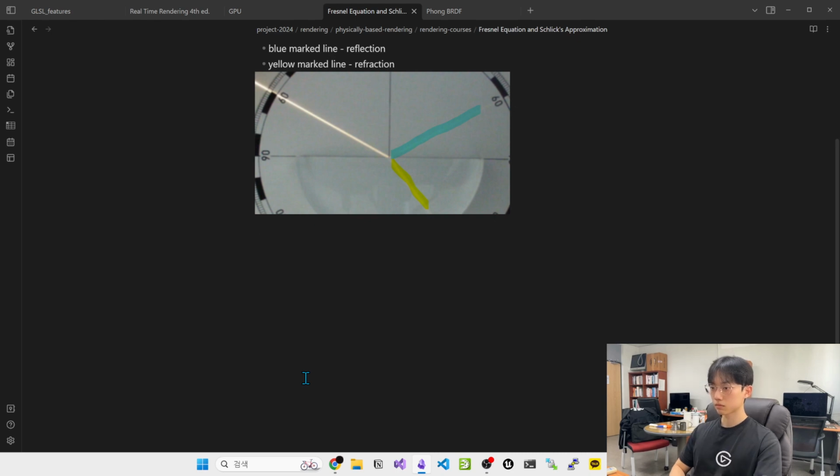Question, which is stronger? Which effect is stronger? Reflection. Raise your hand if you think that refraction is the stronger effect. In this example, yes. So I can see that the refraction has a more pronounced effect than reflection here. Okay, because we will deal with this in a second.